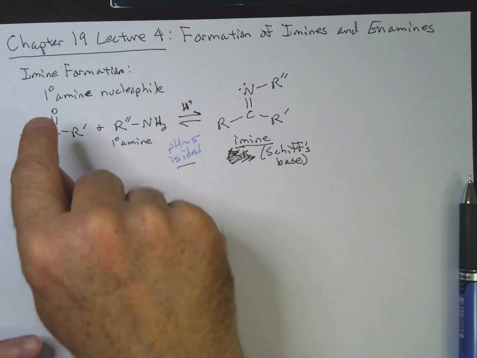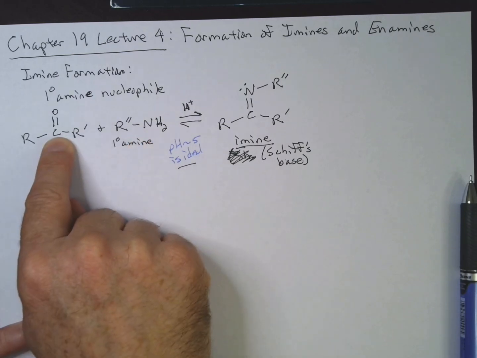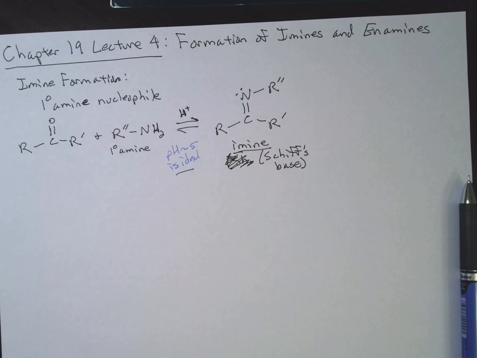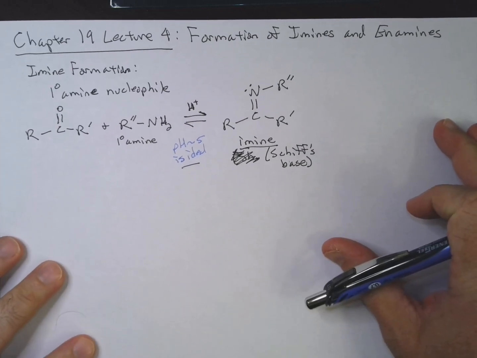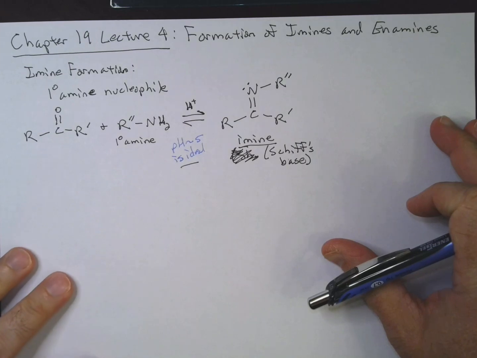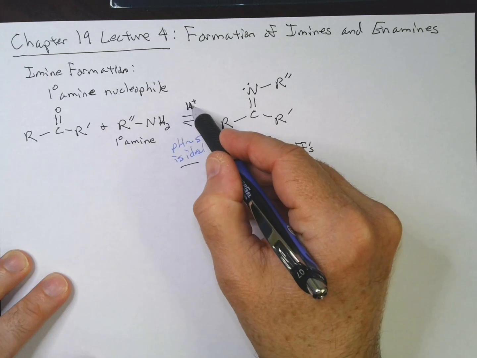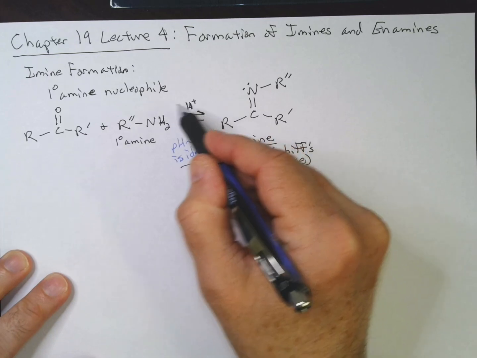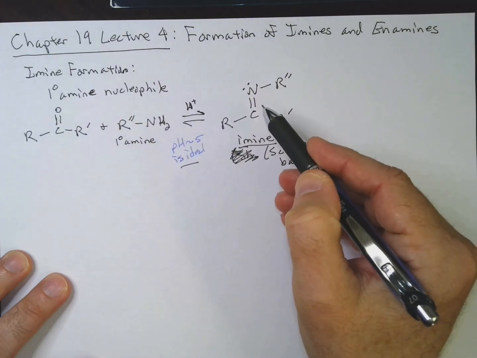Well, analogously, we would protonate first, and our amine would add in. There's a couple of problems with that. One, we don't actually have to activate the carbonyl quite as much. We don't have to make it that much more reactive because nitrogen is a better nucleophile. Amines are better nucleophiles than alcohols. Second, amines are bases. So if we have H plus present, it's more likely to protonate the amine than it is to protonate the carbonyl there.